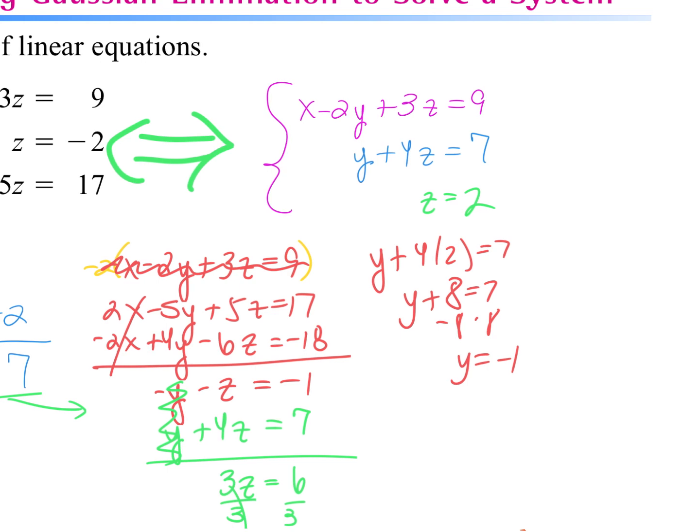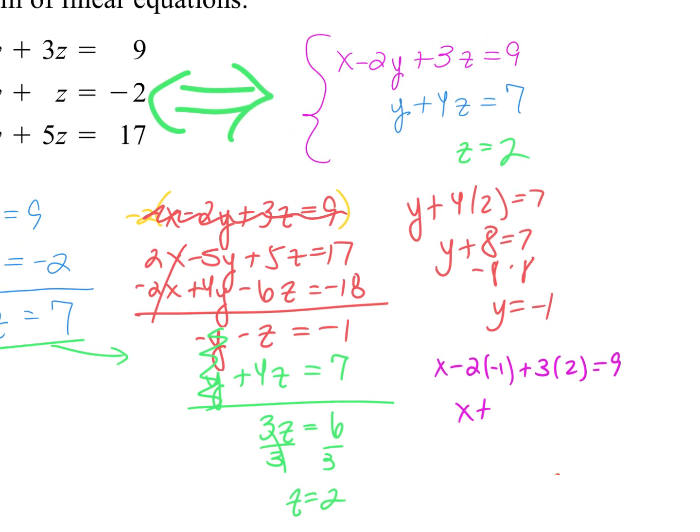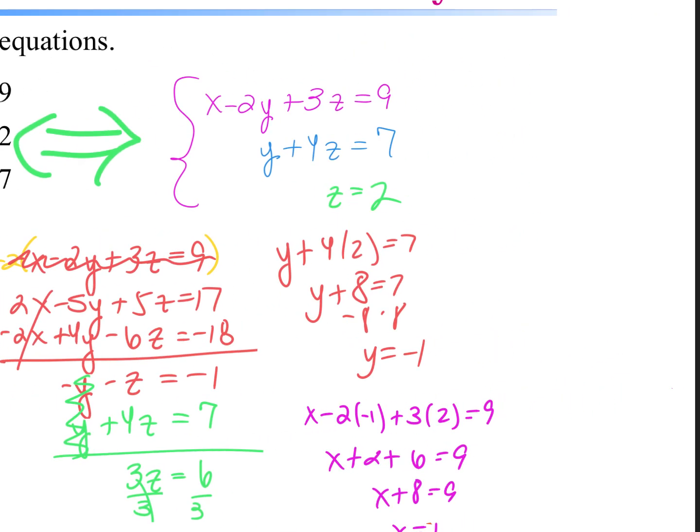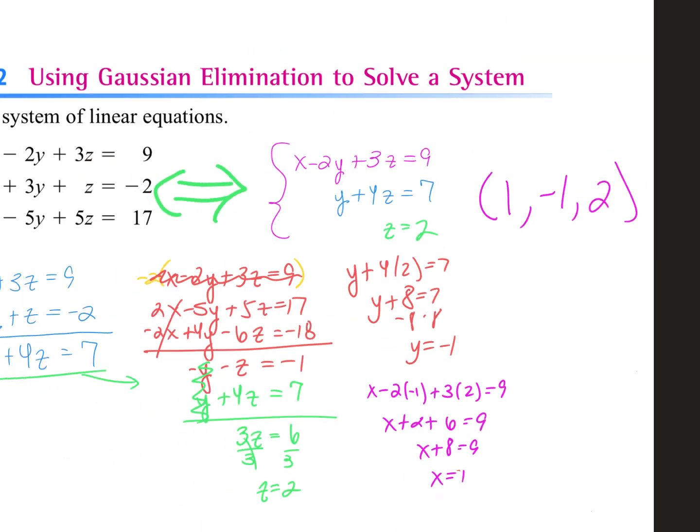Now I'm going to take y and z and plug them into my top pink equation and find out what x equals. So x minus 2 times negative 1 plus 3 times 2 equals 9. x plus 2 plus 6 equals 9. x plus 8 equals 9. So x equals 1. And now you guys have your answer, your ordered triple. My x value is 1. My y value is negative 1. And my z value is 2.